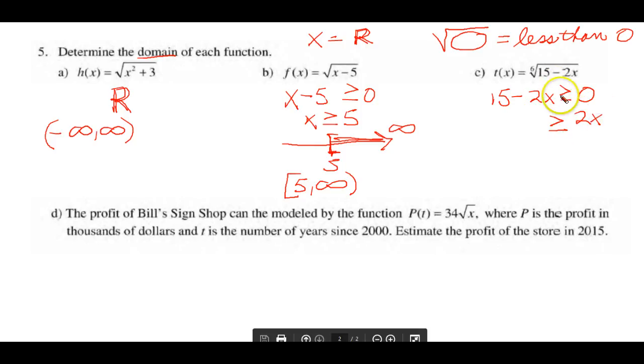Now notice, in a sense, we've reversed the inequality sign, not by changing the direction, but by transposing the negative 2x. This equals 15. So when we divide both sides by 2, and I'll write it this way now, we get x is less than or equal to 15 halves.